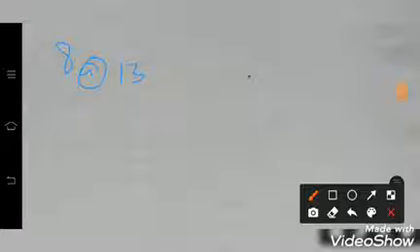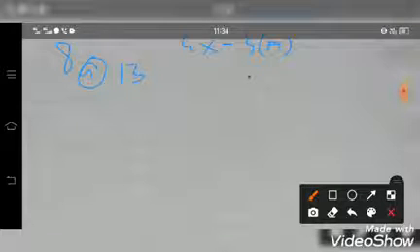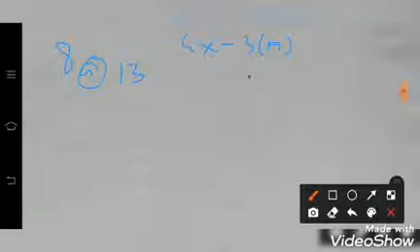Now let's see question number 8, Exercise 3a. Question number 8a is given 13, and the question is find the square of each of the following numbers. You are asked to find the square of this 13. So that means this 13 is a square root of a number. We don't know the number, but after finding the square of 13 we will get to know.